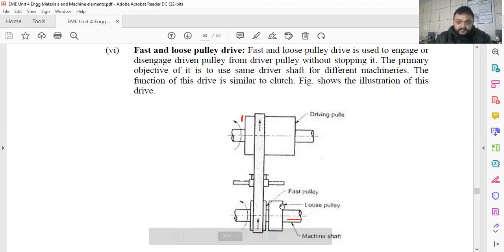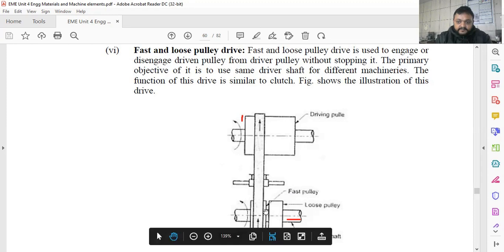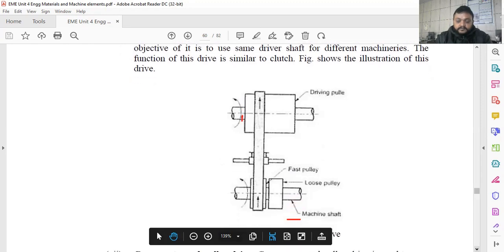So here you can see fast pulley is there. This is the fast pulley and this is the loose pulley. You can see two pulleys are there and this is the machining shaft. Okay, and this is the driving shaft. So driving shaft remains same. Here many machine shafts are there.